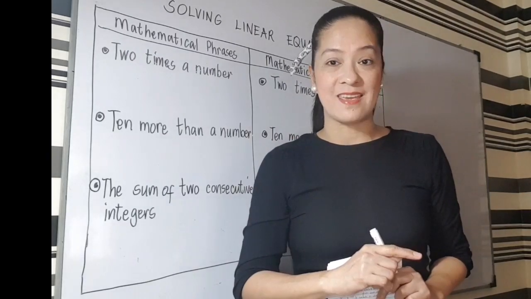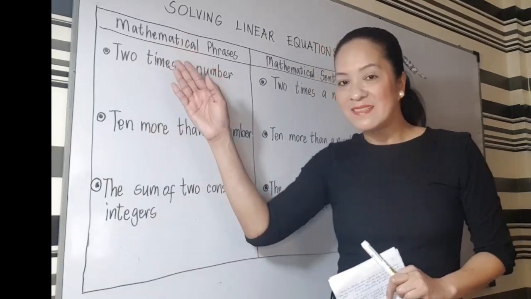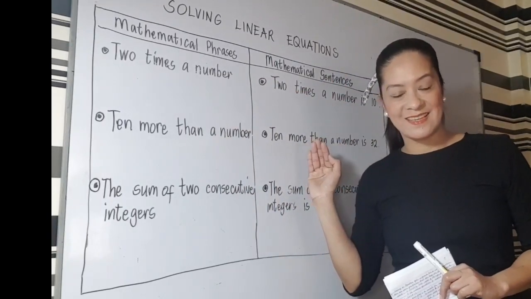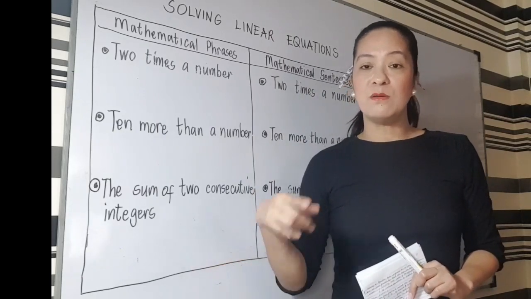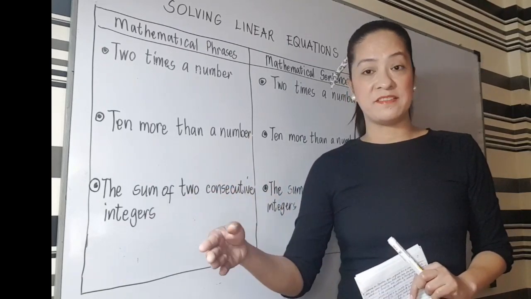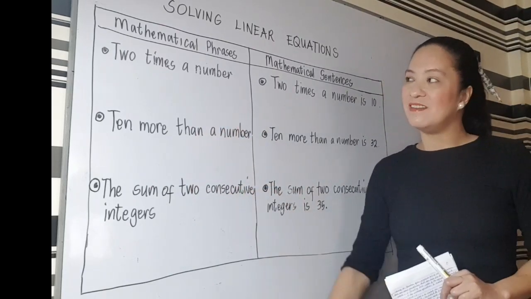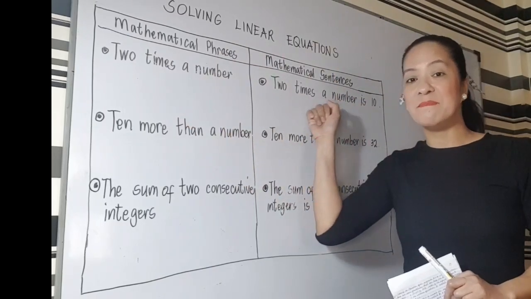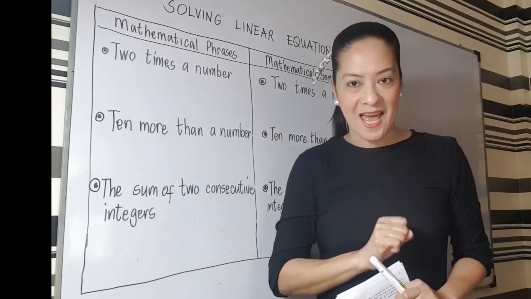Yan ang turo sa atin sa English. So in math, we also have these mathematical phrases and mathematical sentences. Okay, so dun sa previous video ko, tinuruan ko kayo how to translate verbal phrases to algebraic expressions. So gagamitin natin yon in this topic. So let's try to compare mathematical phrases and mathematical sentences. Ano kaya yung ipinagkaiba nila?